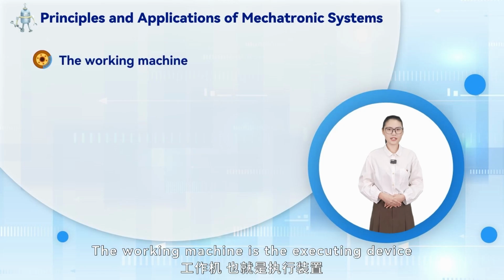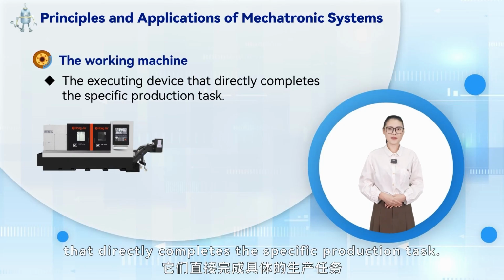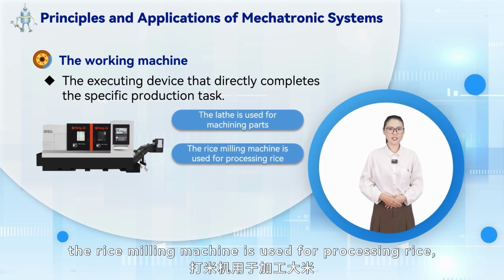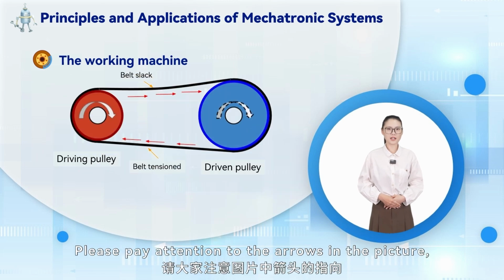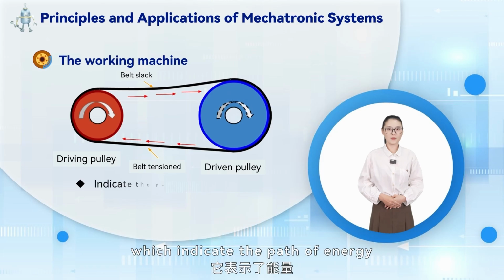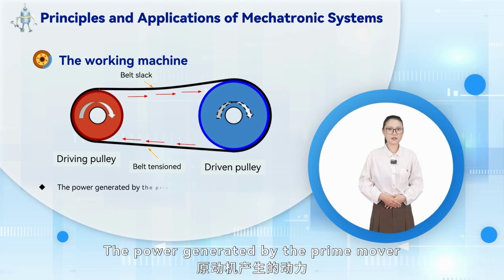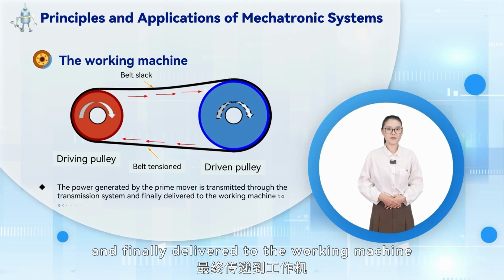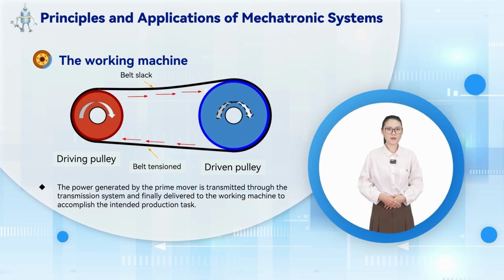The working machine is the executing device that directly completes the specific production task. For example, the lathe is used for machining parts, the rice milling machine is used for processing rice, and the water pump is used for conveying liquids. Please pay attention to the arrows in the picture, which indicate the path of energy and motion transfer. The power generated by the prime mover is transmitted through the transmission system and finally delivered to the working machine to accomplish the intended production task.